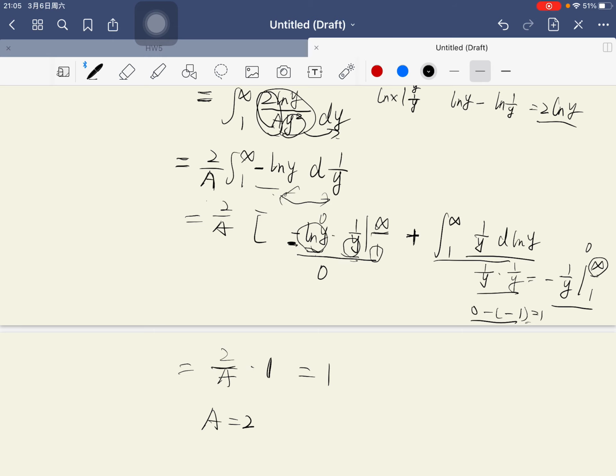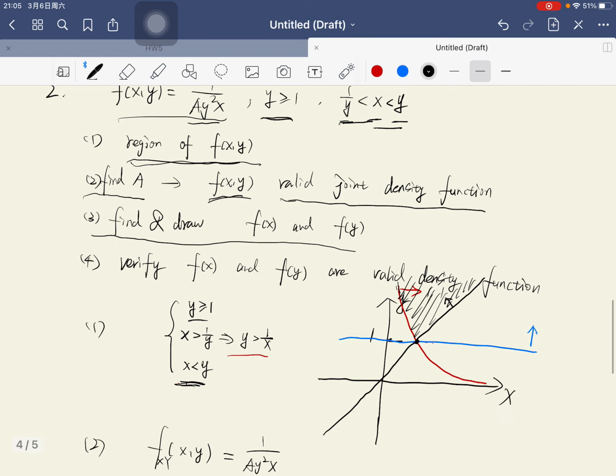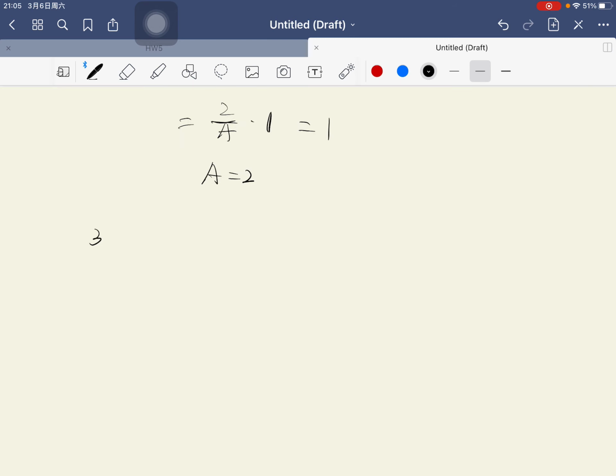So it is okay for this part. And for question 3, we want to draw and find f_X and f_Y. It is the marginal density function. In this question, because a is 2, the density function of (x, y) is equal to 1 over 2 times y to the power of 2 times x.